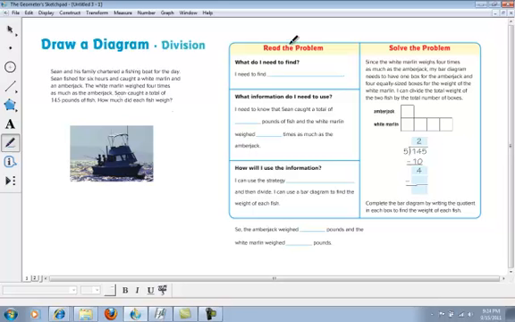Well, let's look over here at our graphic organizer and let's use this to help us solve the problem. What do I need to find? Well, I need to find how much each fish weighed. So let's write that here.